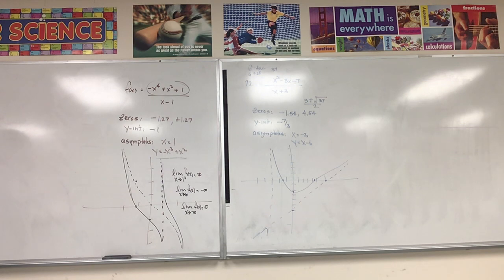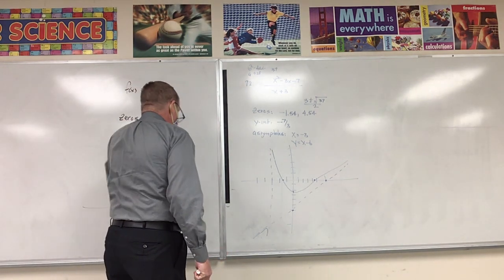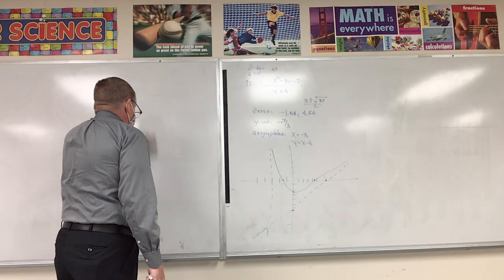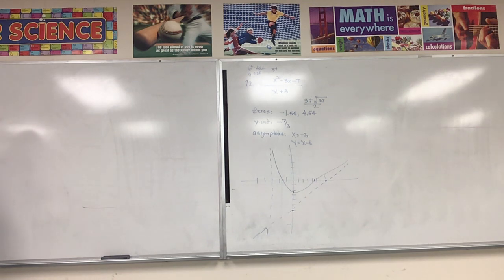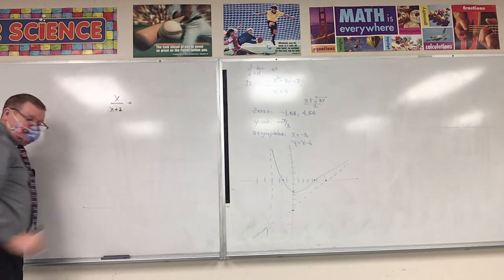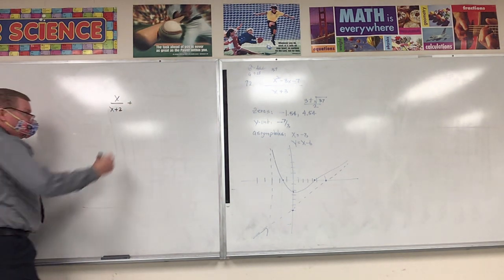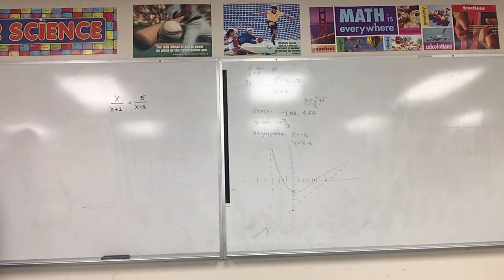Okay, so. What's the next one? 76. You need to do that one? Yeah. x over x plus 2 plus 5 over x minus 3 equals 25.